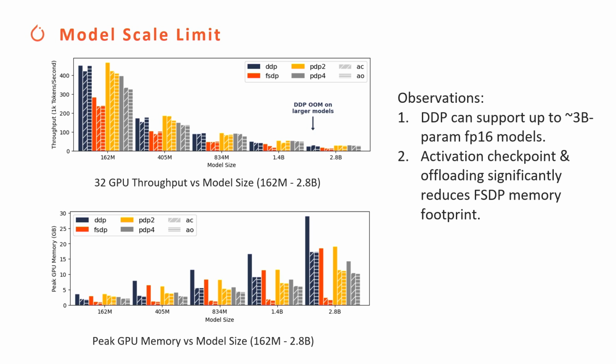Next, we measure the model scale limits with different paradigms. The x-axis is model size and y-axis is the throughput. In the legend, the AC is activation checkpointing and AO is activation offloading. DDP starts to hit out-of-memory errors when model size is larger than 3 billion parameters for FP16 models. Another observation is that activation checkpointing and offloading significantly reduce peak memory consumption.